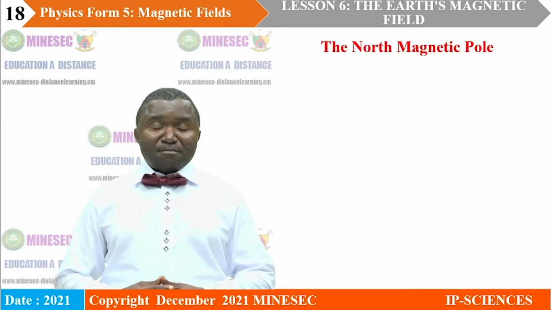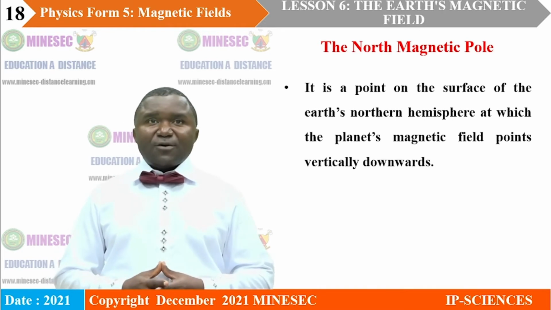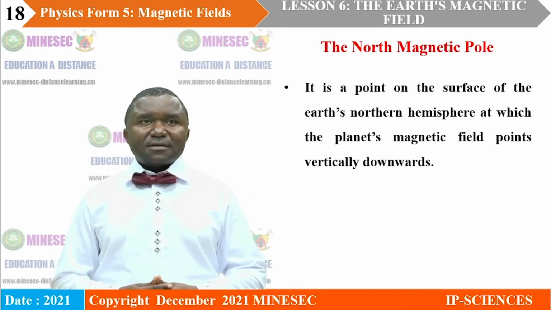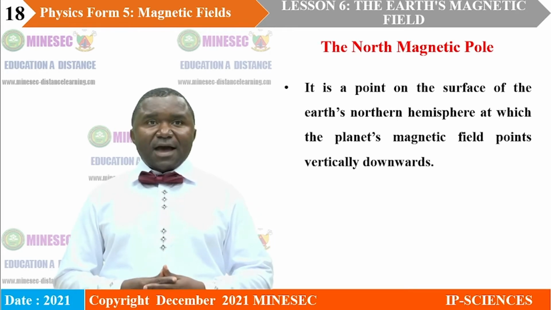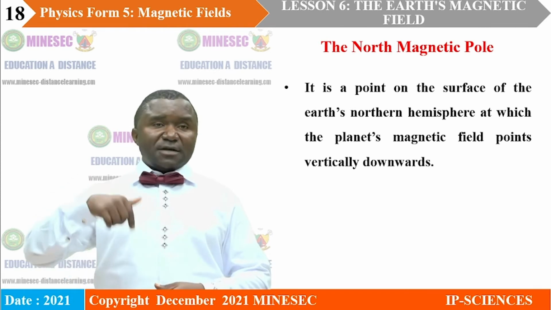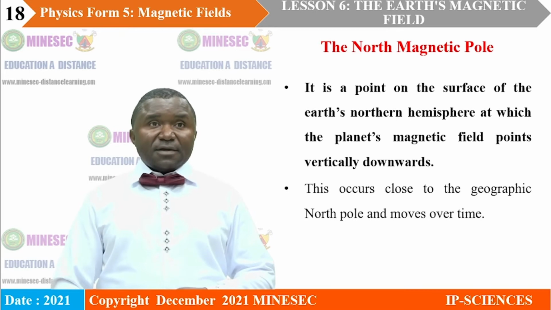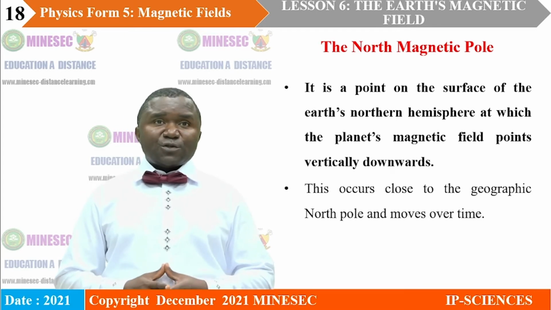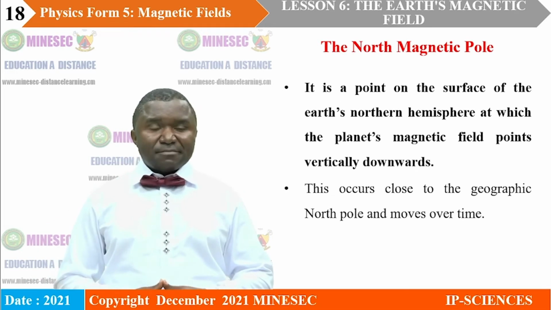The north magnetic pole. It is that point on the Earth's surface in the northern hemisphere at which the planet's magnetic field points vertically downwards. This occurs close to the geographic north pole and moves over time.